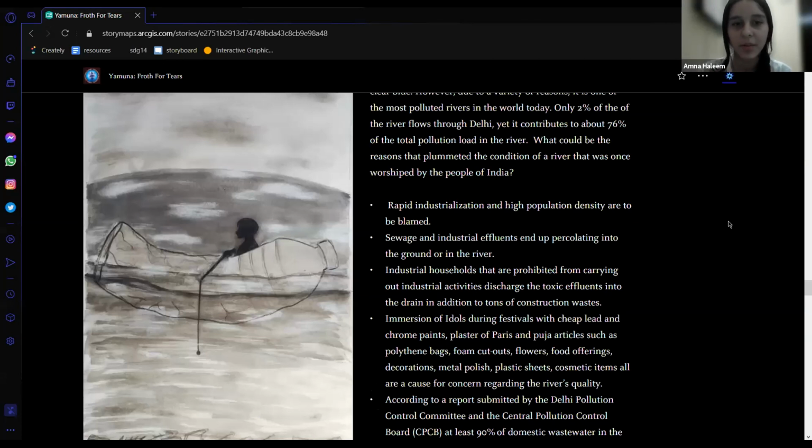So this is another artwork that was drawn by one of our teammates, and it signifies how Yamuna has been completely degraded throughout time due to human intervention. And the heading that we chose, Froth for Tears, symbolizes the froth, a toxic layer that has accumulated on top of Yamuna, as you might have seen in the video or in the pictures shown in the story maps. It is a toxic white layer which has accumulated due to industrial waste or human intervention with that river.